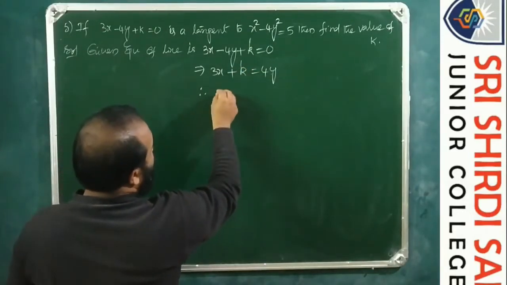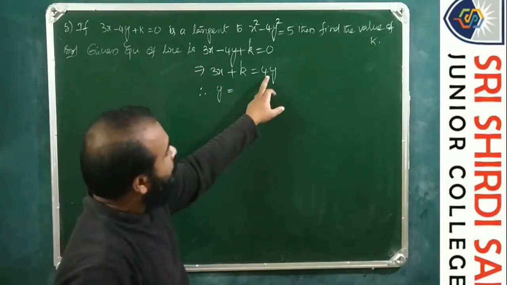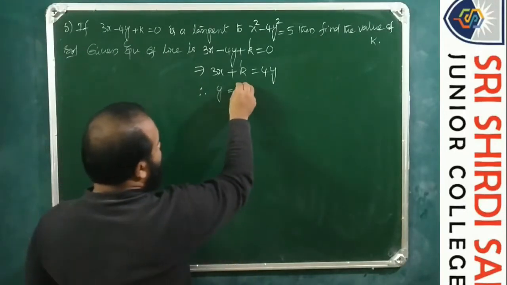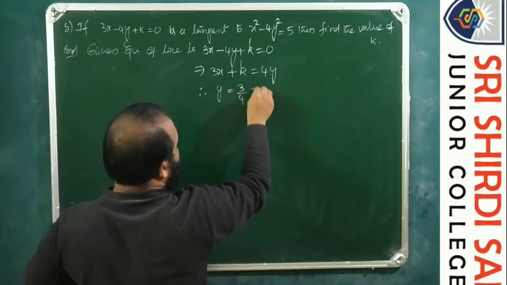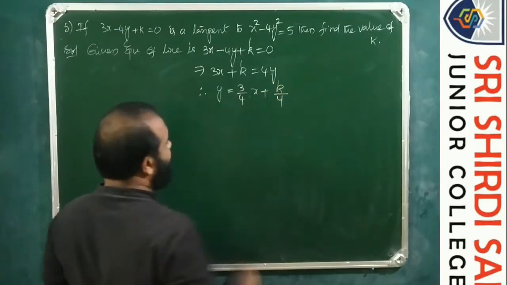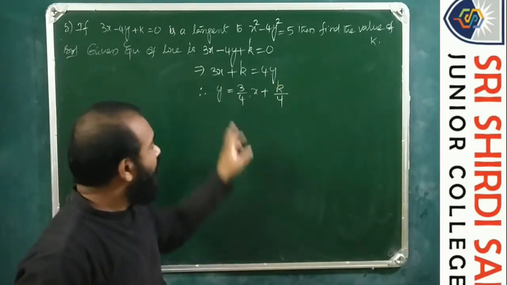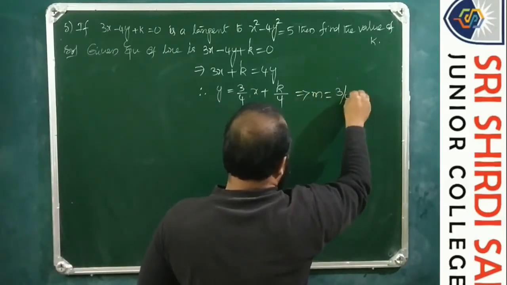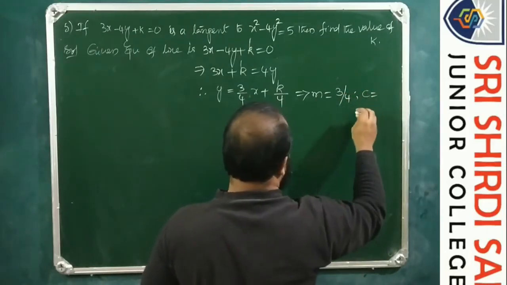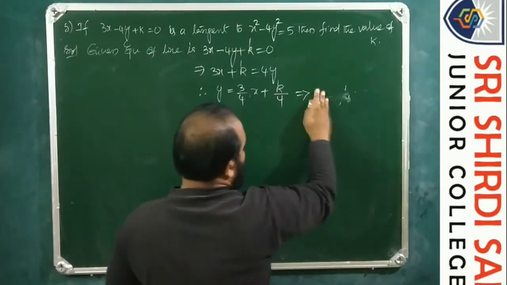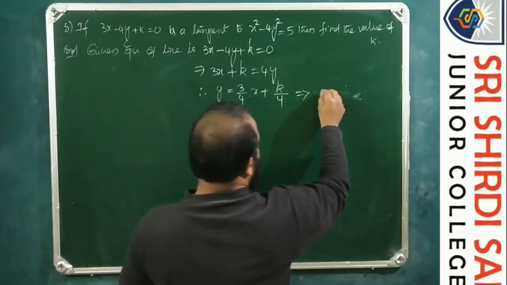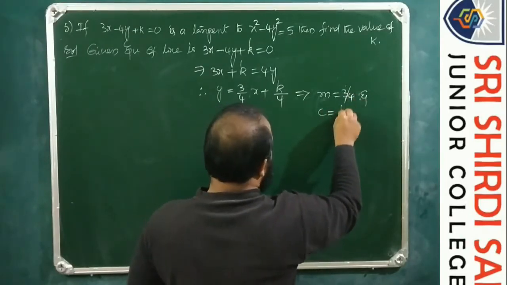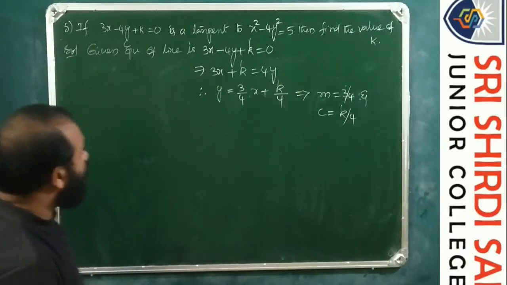Therefore, y is equal to this 4, it will be dividing with this. So 3 by 4x plus k by 4. So if you compare this with y equals mx plus c, m is equal to 3 by 4 and c is equal to k by 4.